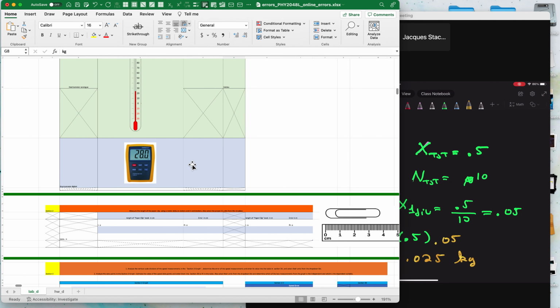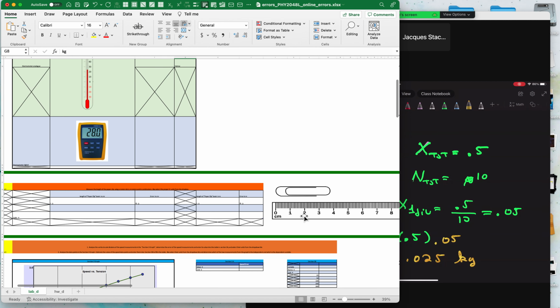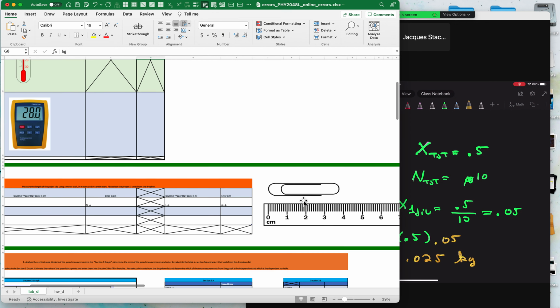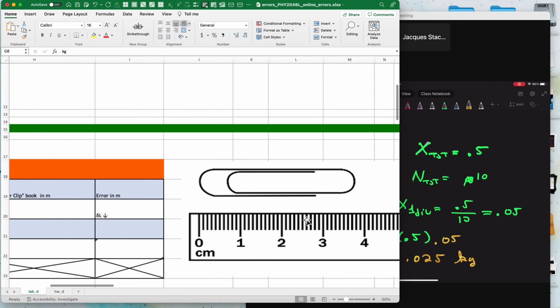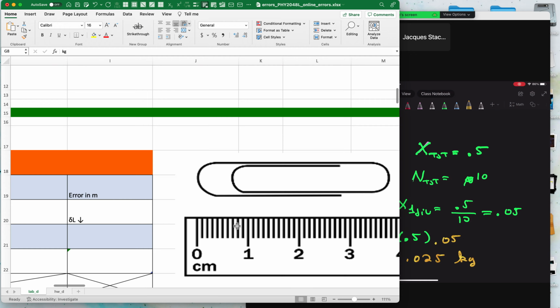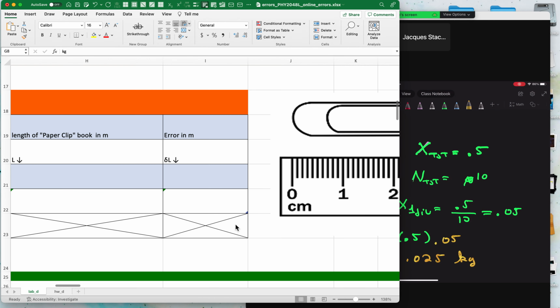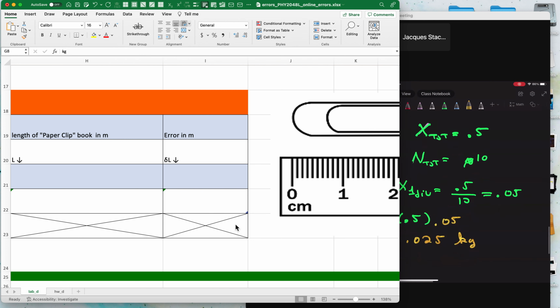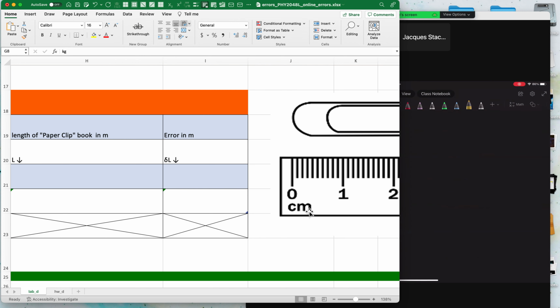Okay. The next part is another meter stick again, but now this meter stick, let's say it was made by another manufacturer. So here, it looks a little different, but it's actually going to read the same values. So in this meter stick here, the centimeter corresponds to the 1.